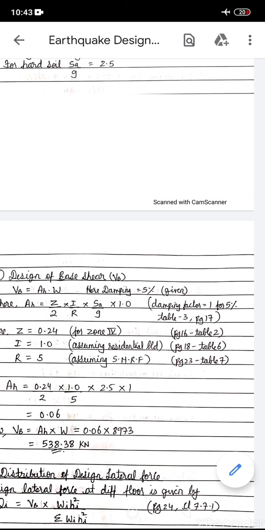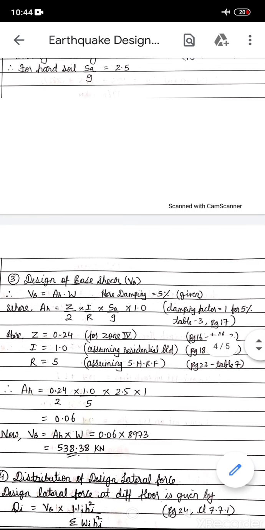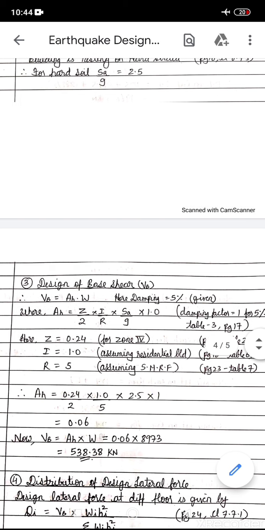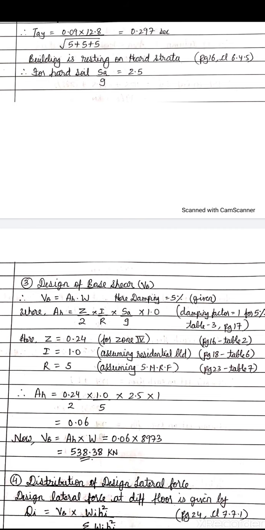So this is again given on page number 17, table number 3. Here you can see the damping factors for the various percentages of damping are given. So for 5% damping, the factor is 1. So whenever the damping percentage is given, you have to multiply AH, the coefficient, with the damping factor. So hence I have multiplied by this 1 here. I hope this is clear.